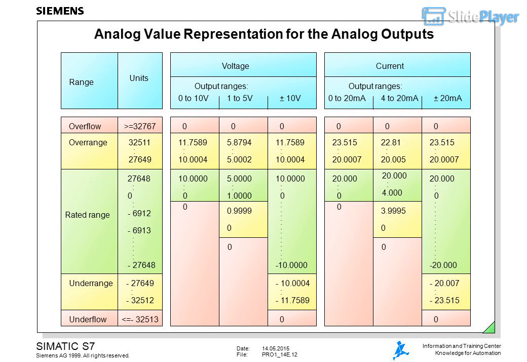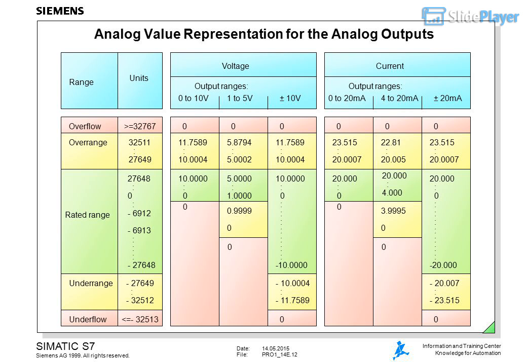Analog value representation for the analog outputs. Output ranges, voltage: 11.7589, 10.0004, 10.0000 for 0 to 10 volts; 5.8794, 5.0002, 5.0000, 1.0000 for 1 to 5 volts; minus 10.0000, 10.0004, 11.7589 for plus minus 10 volts; 0.9999.